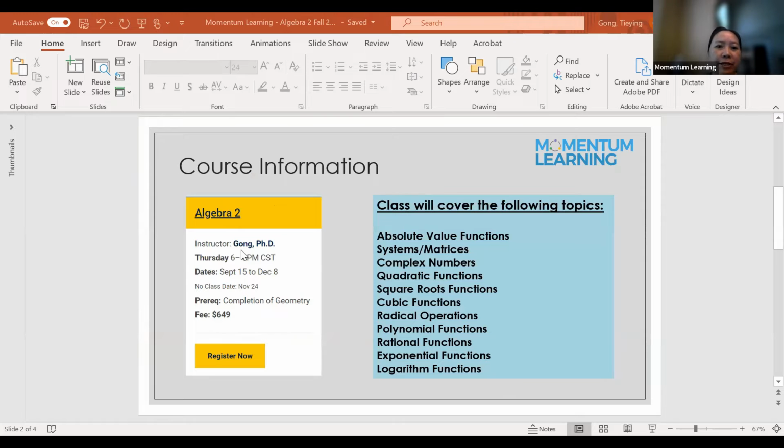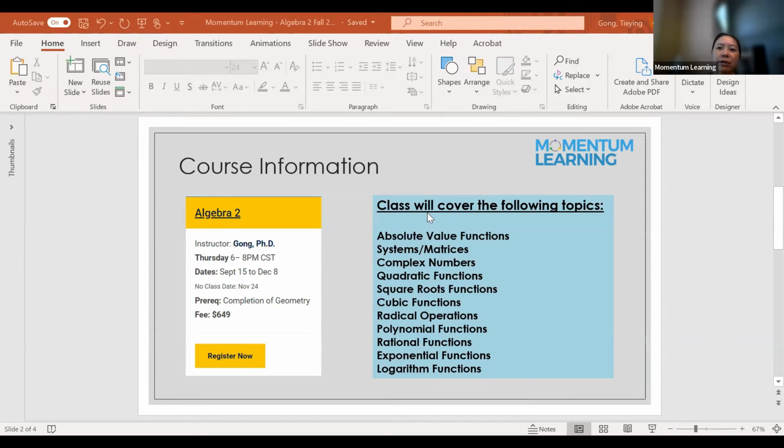Every Thursday, 6 to 8 p.m. Central Time, starting September the 15th. We have 12 classes, until December 8th. No class during Thanksgiving, November 24th. And you should already complete geometry, and of course Algebra 1 as well, to take Algebra 2. Now you may have learned Algebra 1 or geometry somewhere else. That's also okay, as long as you have the basic foundation.